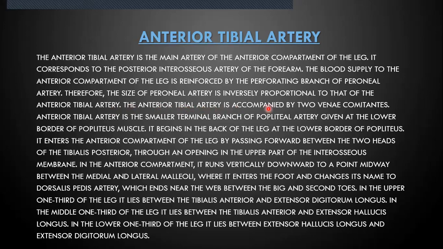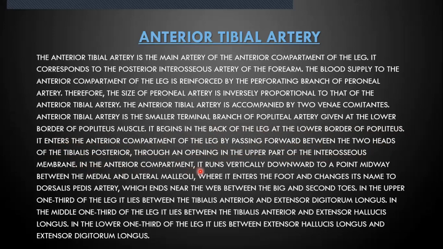Then the anterior tibial artery is accompanied by two venae comitantes, which are known as the anterior tibial vein. The anterior tibial artery is a smaller terminal branch of the popliteal artery, given at the lower border of the popliteus muscle. It usually begins in the back of the leg at the lower border of popliteus. Then it enters the anterior compartment of the leg by passing forward between the two heads of tibialis posterior, then through an opening in the upper part of the interosseous membrane.